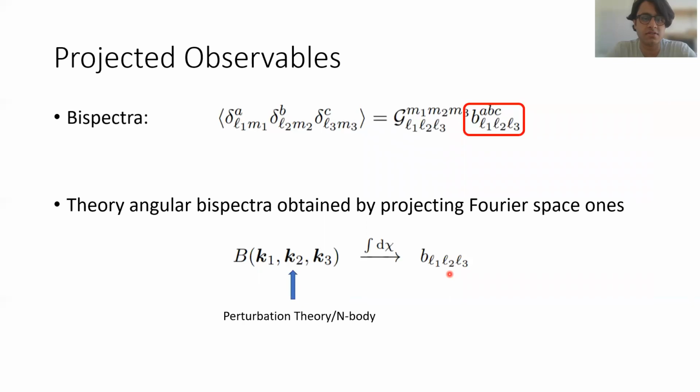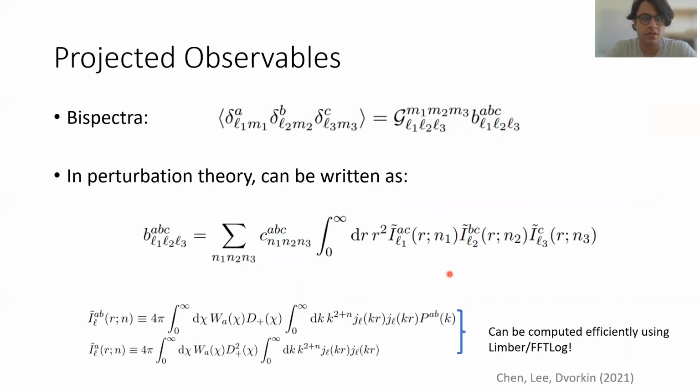So in theory, these angular bispectra can just be obtained by projecting the Fourier space bispectra along the line of sight. And these Fourier space bispectra can just be obtained using either perturbation theory or N-body simulations. So in perturbation theory, an angular bispectrum can simply be written as a factorized form in l, modulo an integral along the line of sight, where these factors, these I_l's, are in principle complicated integrals of the power spectrum along with some spherical Bessel functions. However, these can be computed efficiently and reliably using either the Limber approximation or the FFTLog algorithm, which we can read more about in this work below.